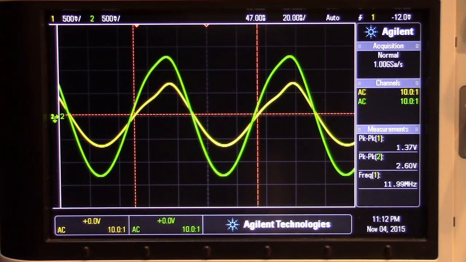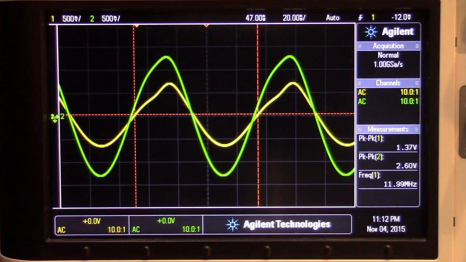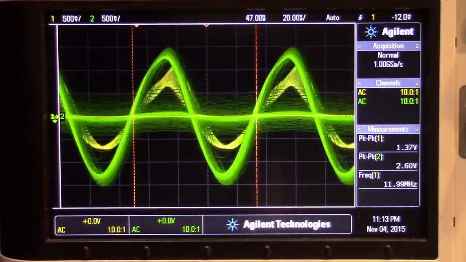One of the things to be wary of is I'm actually probing the base of the transistor here on channel 2. And that means that my probe is hooked directly across the crystal because the crystal is connected between the base and ground. So watch what happens to the emitter voltage when I disconnect that probe from the base.